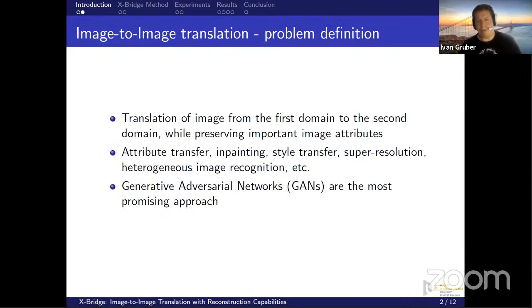Now for the problem definition and briefly about motivation. We can define image-to-image translation as a translation of an image from the first domain to the second domain while preserving important image attributes. In real world scenarios, this is the case, for example, in attribute transfer, inpainting, style transfer, super resolution, or heterogeneous image recognition. Nowadays, the most popular methods are based on generative adversarial networks, which is also the case of our proposed approach.